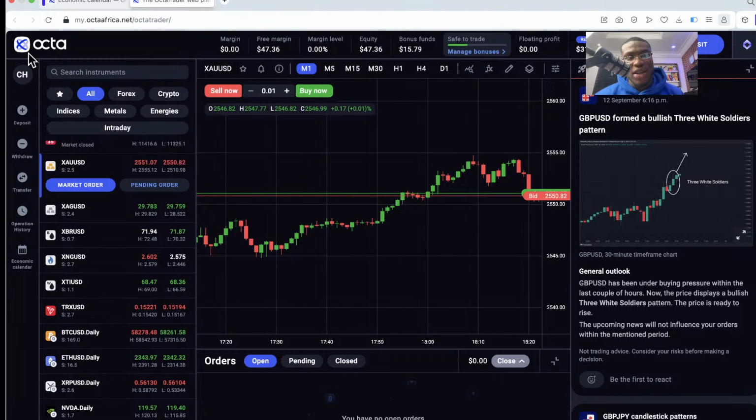The left-hand side is where you get your deposits, your withdrawals, if you want to make a deposit or withdraw from this account. You can make internal transfers from your wallets or from one trading account to another account. You can look at your history, and you can get direct access to the economic calendar from your Octa Trader web platform, right? Here is where you have the instruments.